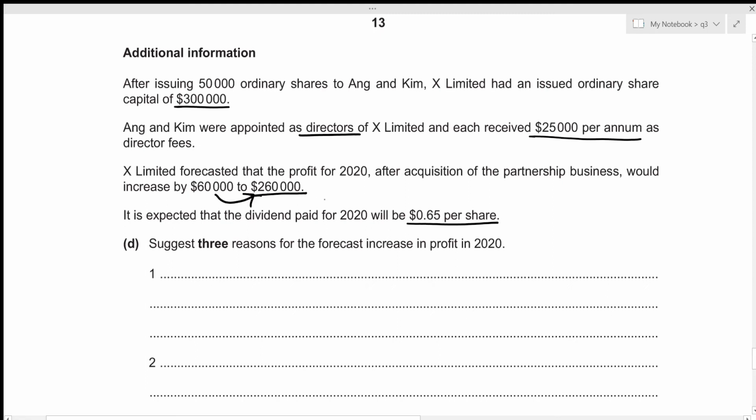And we need to include the reasons for this increment. So the first one could be that now that Ang and Kim are appointed as directors, their expertise and experiences would possibly increase the total profit. Let's write it down. Expertise and experience from Ang and Kim.